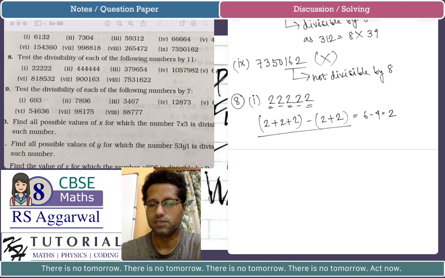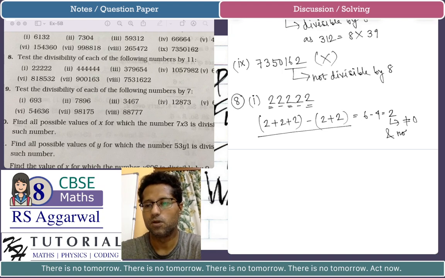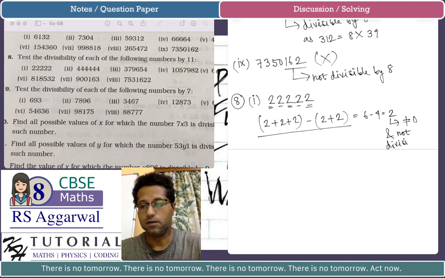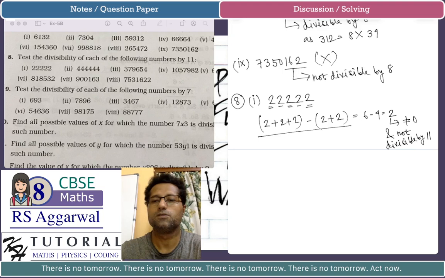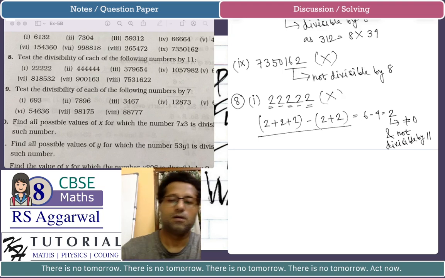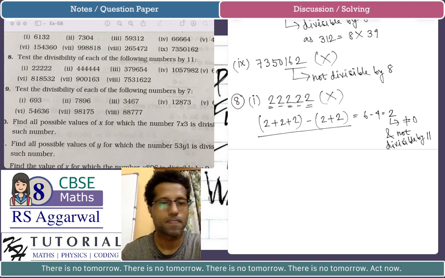Now 2 is neither 0 nor divisible by 11. 2 is not equal to 0 and not divisible by 11. So this number is not divisible by 11. Let's see number 3.